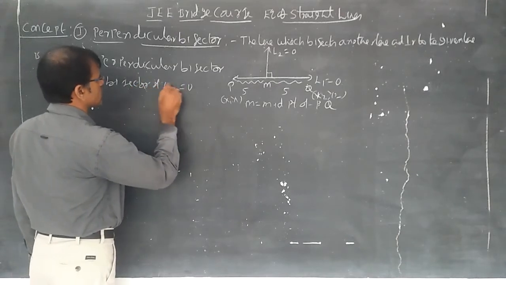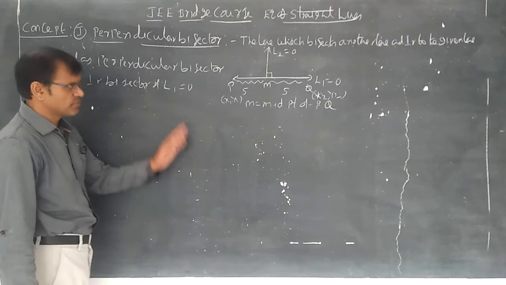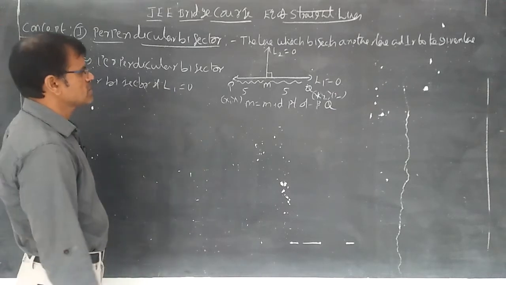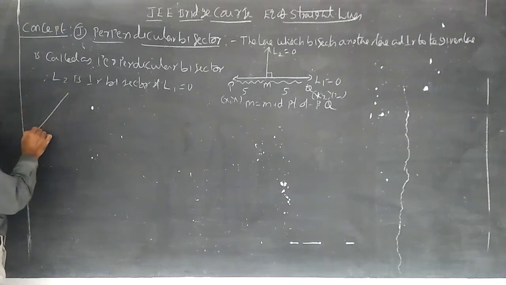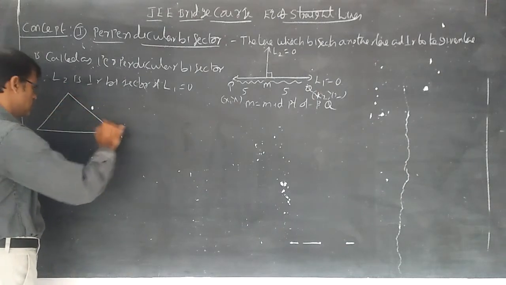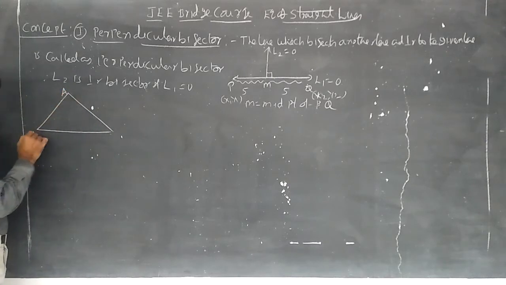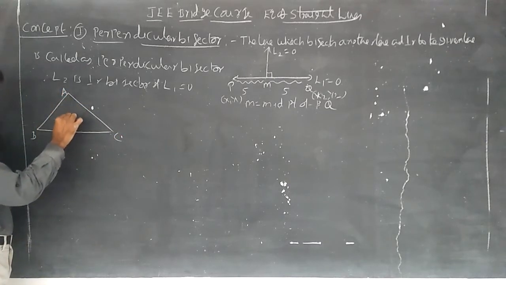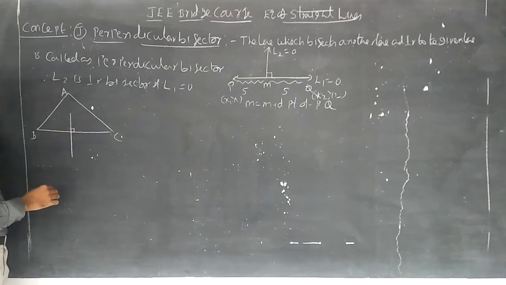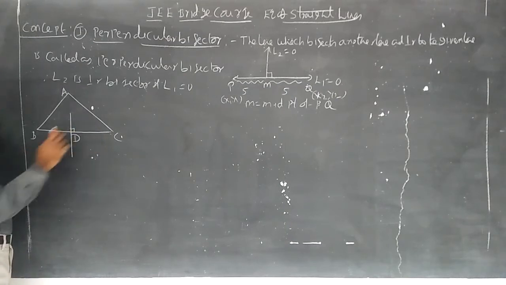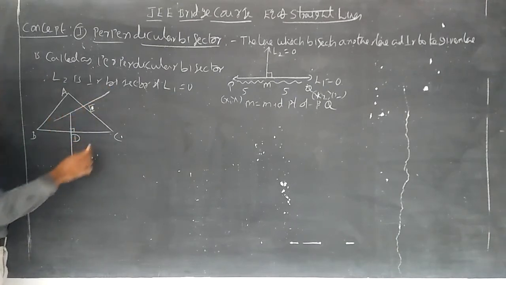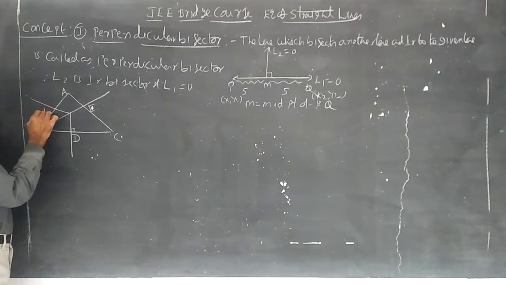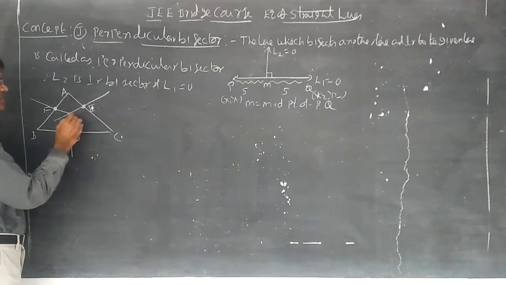That's all, students. Not L1 is the perpendicular bisector of L2. Simply, L2 is the perpendicular bisector of L1. Now, draw a triangle. Draw like this. This is the perpendicular bisector. Put here D. D is the midpoint of BC. And put here E. E is the midpoint of AC. Put here F. F is the midpoint of AB. This is a midpoint, this is a midpoint, this is a midpoint.